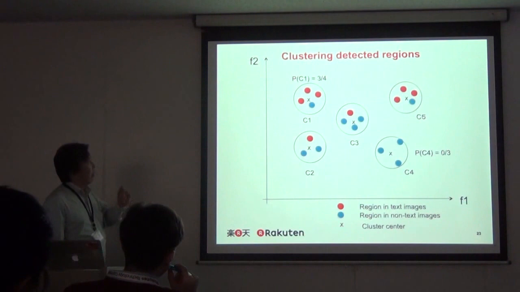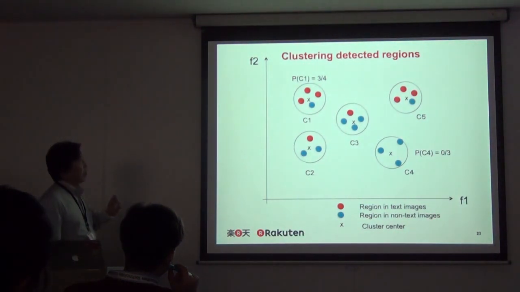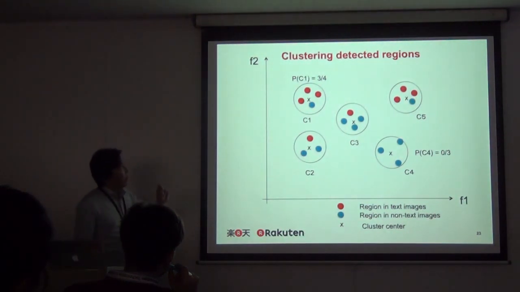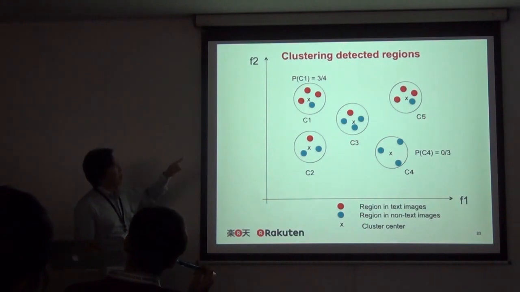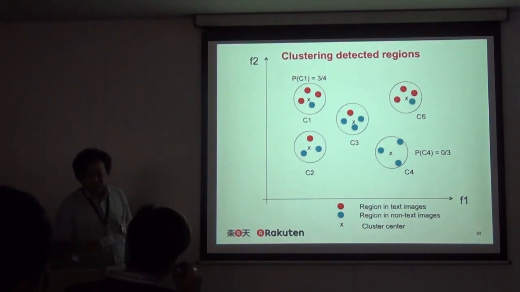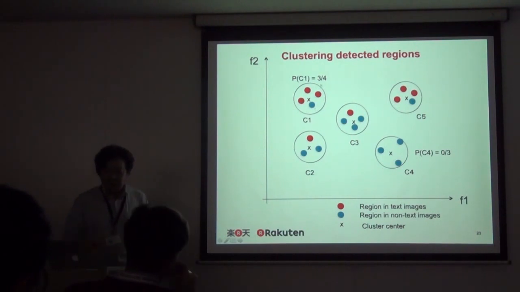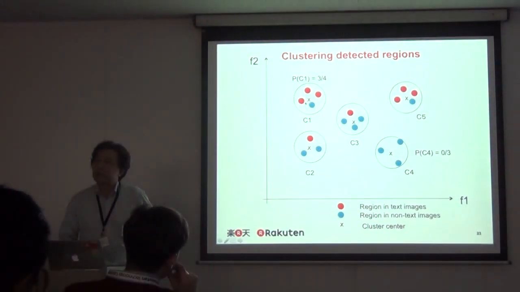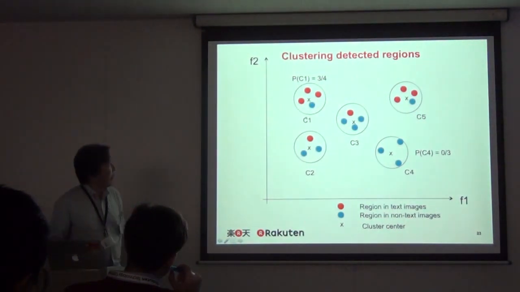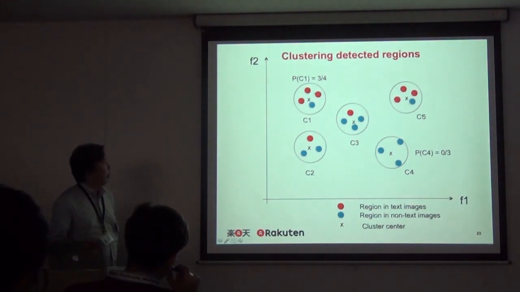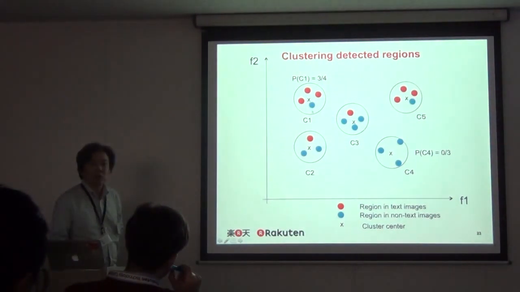Then we're going to look at the image-wise annotation result. For example, when we look at cluster C1, the red dot represents that the detected regions appeared in text images in the learning dataset. Then the blue one was found in a non-text image. Then we might say that the probability of being text is like 3/4.